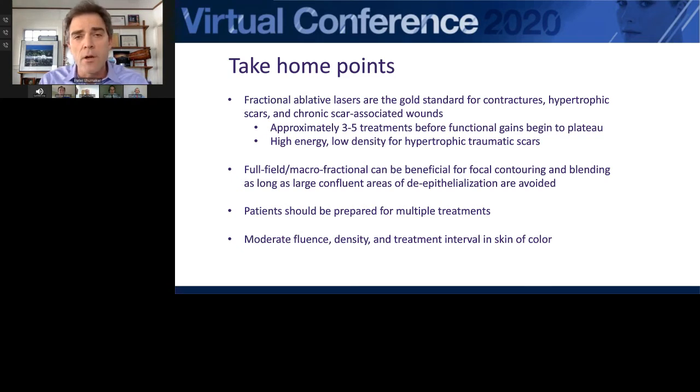And for skin of color, it is wise to moderate the fluence and density by approximately 30% or so, in addition to corticosteroids and other bleaching creams and things like that.